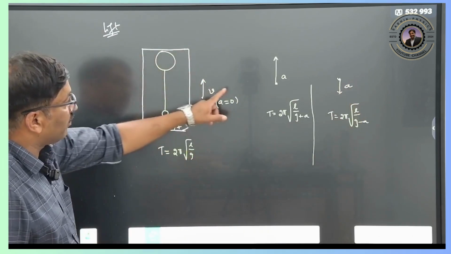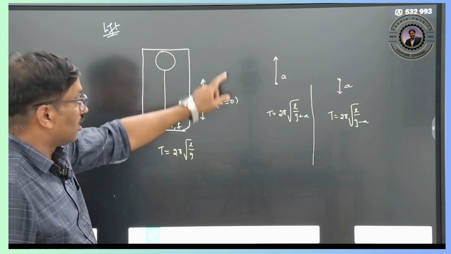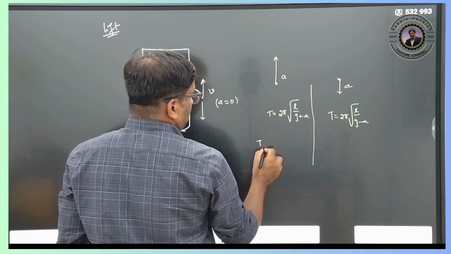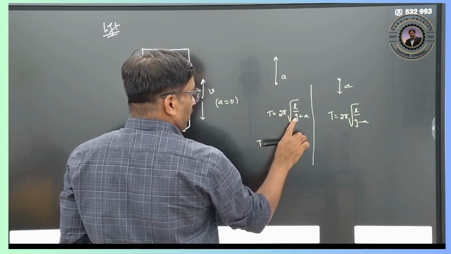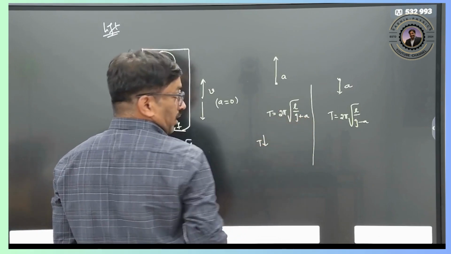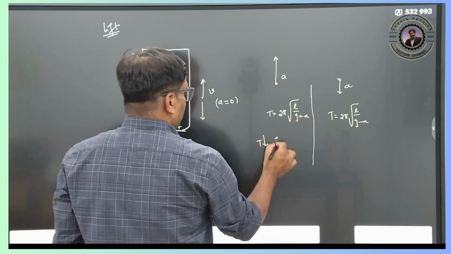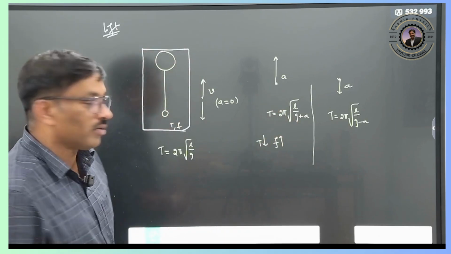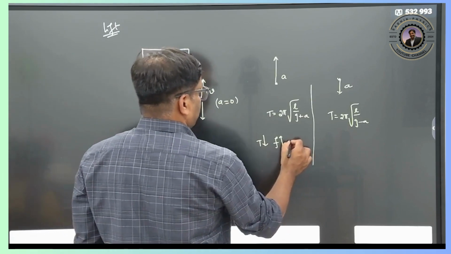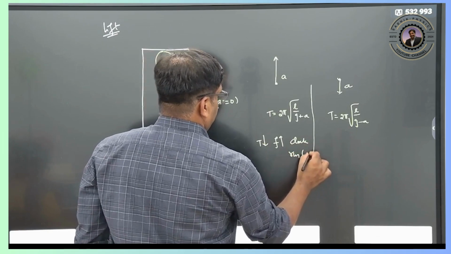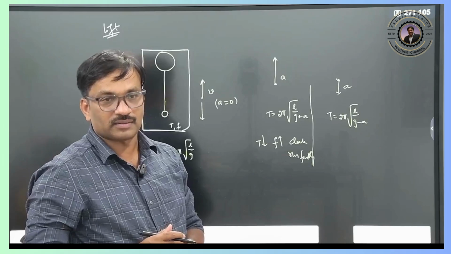Suppose the lift is going upward with an acceleration, what happens to the time period now? It is inversely proportional to g. The denominator is increased, so the time period will decrease. When the time period decreases, frequency will increase. Frequency increases, how will the clock run now? The clock will run fast. Clear?